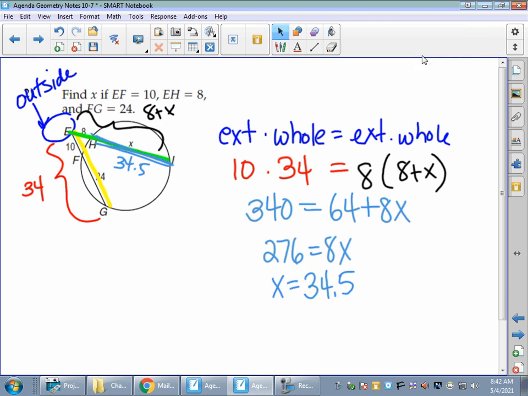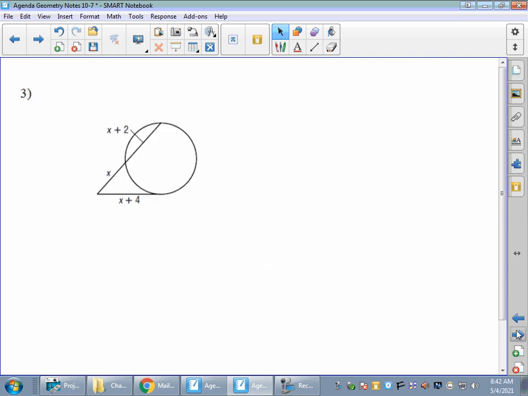All right, last but not least, I'm not going to finish this whole problem, but I want to get it set up because we're going to see these a lot. Notice I've got a tangent, and I've also got a secant. So if you like to think of the tangent, it would be tangent squared equals exterior times whole, or exterior times whole equals exterior times whole, whichever one you like better.